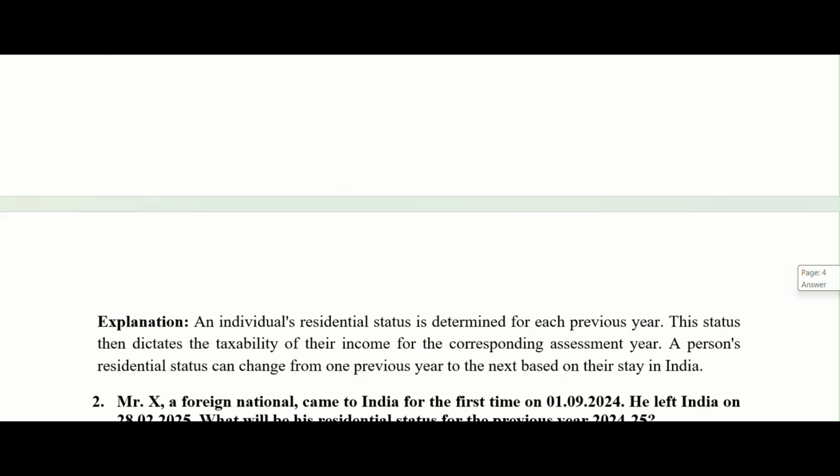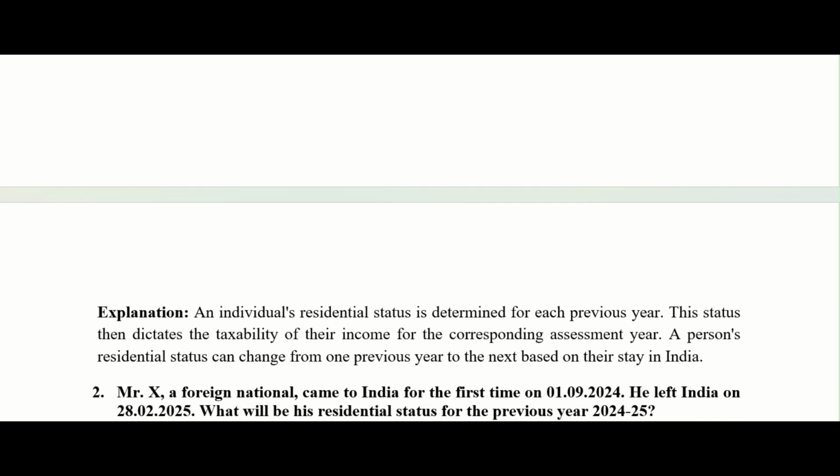Explanation: an individual's residential status is determined for each previous year. This status then dictates the tax liability of their income for the corresponding assessment year. A person's residential status can change from one previous year to the next based on their stay in India. As I said in the beginning, it will vary from year to year.